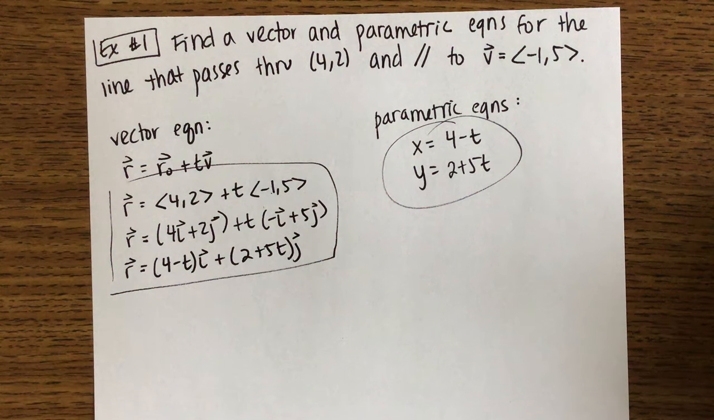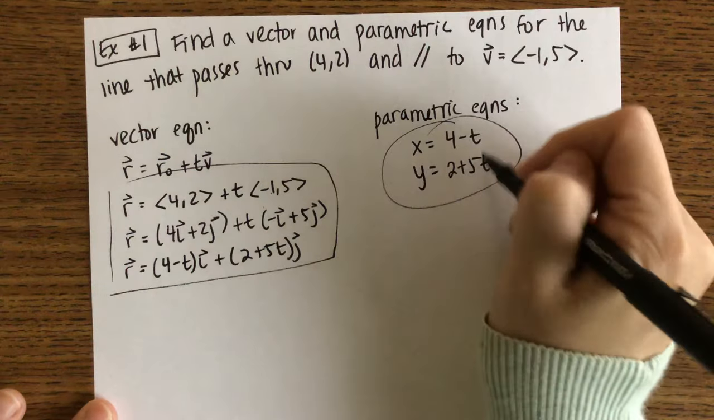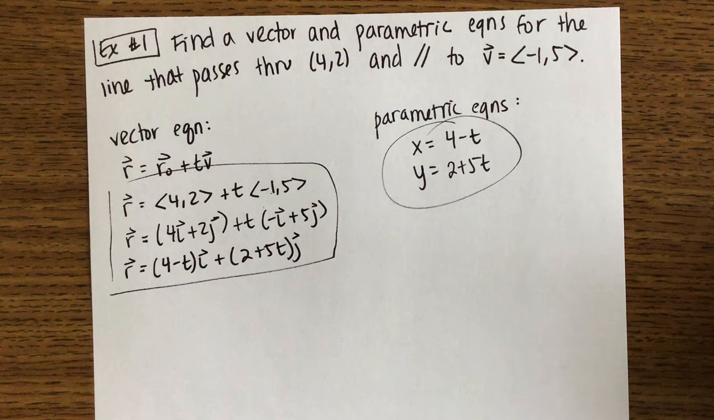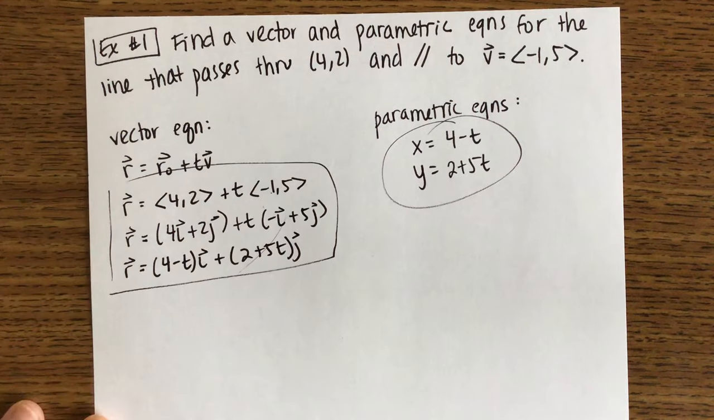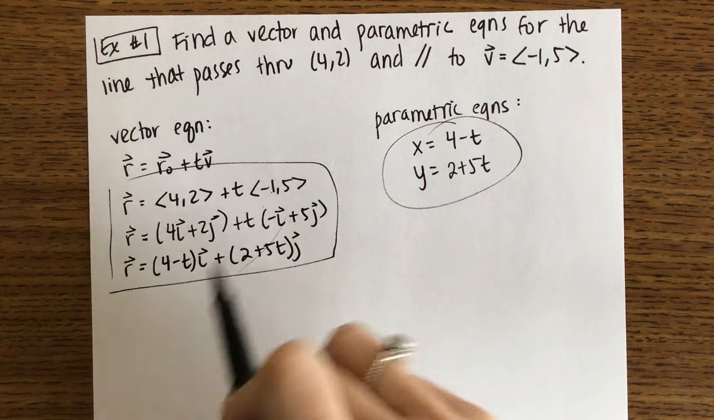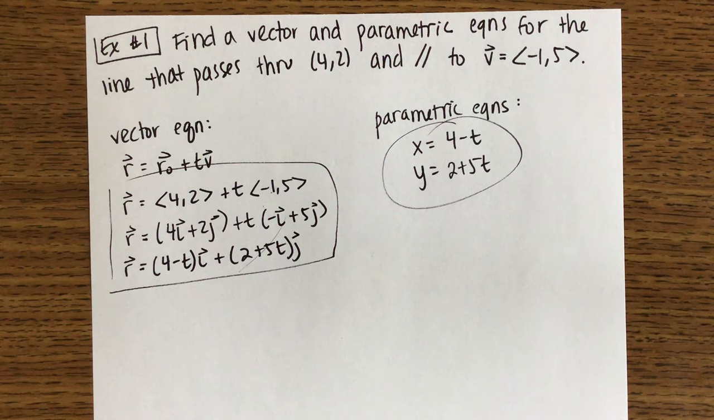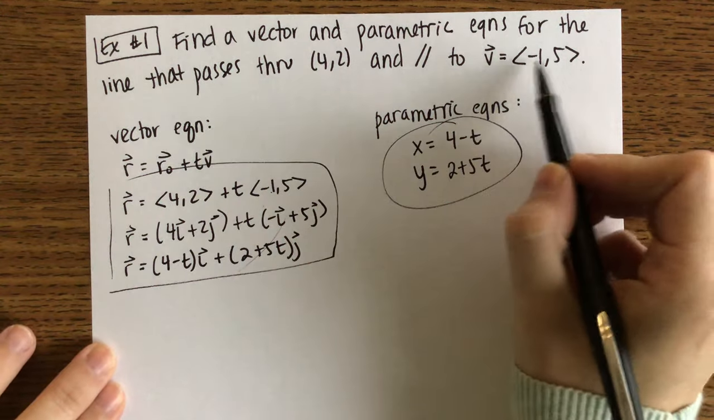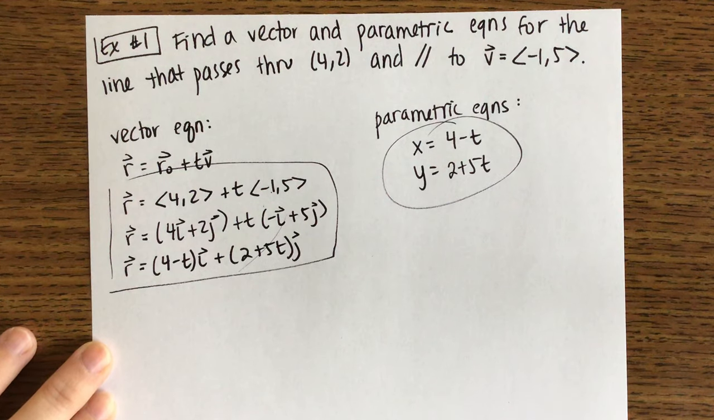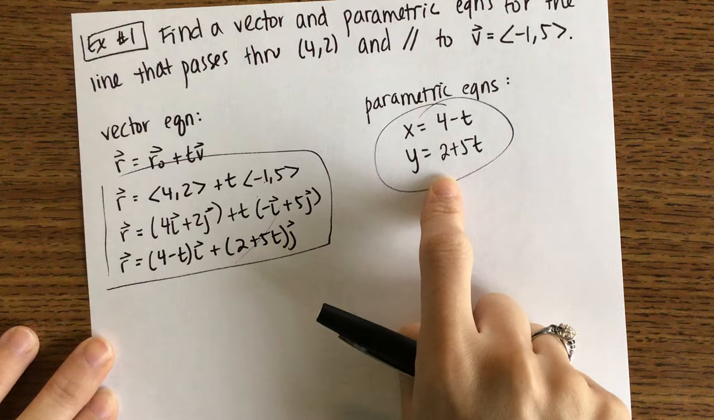Other thing I wanted to ask you, are these equations unique? So is this the only set of parametric equations for this line? Is this the only vector equation? Let's think about the vector one. Is this the only vector equation for this line? No, why not? There's other parallel vectors, right? Couldn't I change the length of this vector and it's still parallel? Couldn't I choose a different point? Okay, so not unique, not unique.